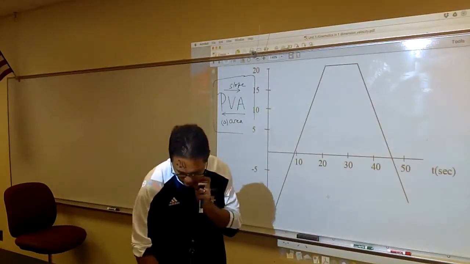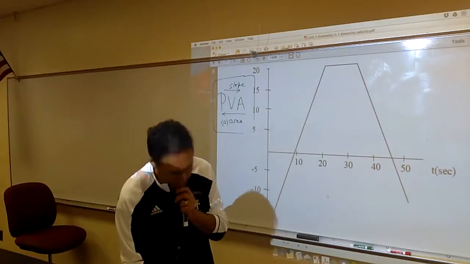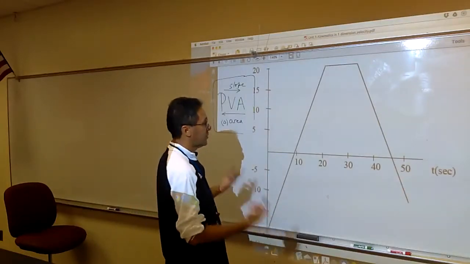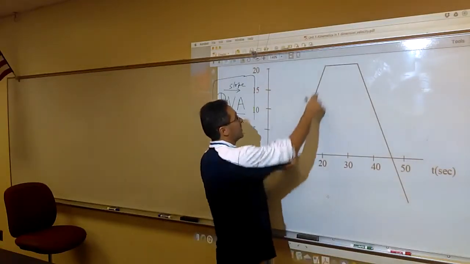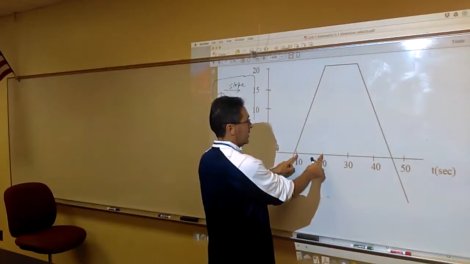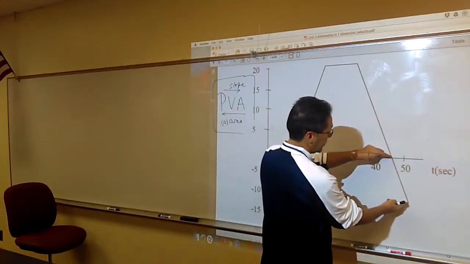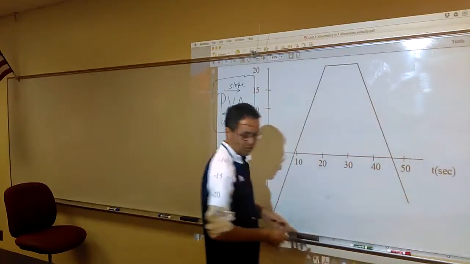Let me just look here. The next one says, what time interval is the object accelerating? In other words, when are you speeding up? Well, it looks like you're speeding up here between 10 and 20, okay? And you're speeding up here because you're going away from the 0. So between, it looks like about 45 and 50 seconds.